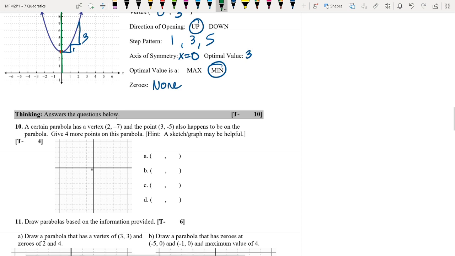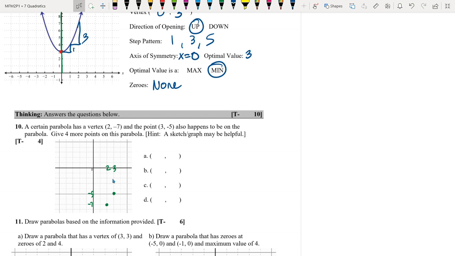So the first point we're going to put is (2, -7), and (2, -7) is going to be right here. Okay, and this is -7 here, and this is 2. The other point that is on here is here, which is (3, -5).